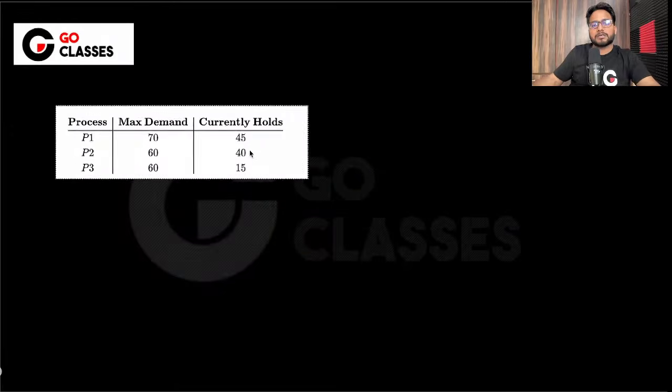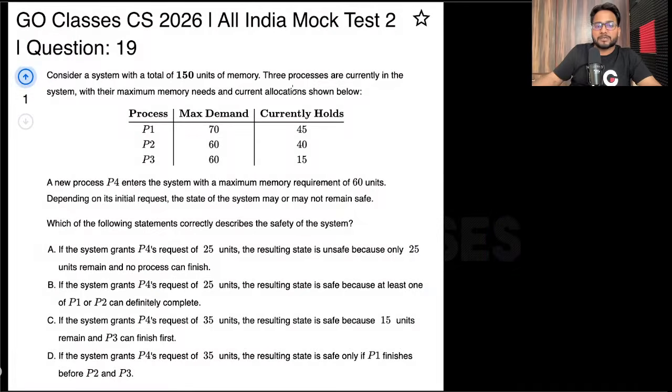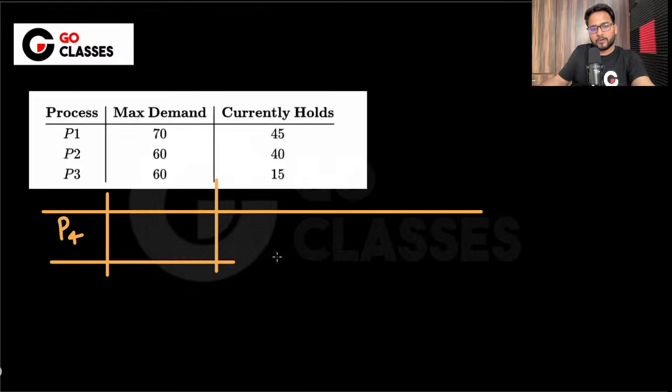So the question says that you currently have these, I mean, this is a snapshot of the system where two more numbers are given to you. That 150 is the total number of resources that you have. And P4 is entering with the maximum requirement of 60. I already have this. Now P4 wants to enter with a maximum requirement given as 60. Currently obviously it holds 0, because it has just entered, so there are no current holds.